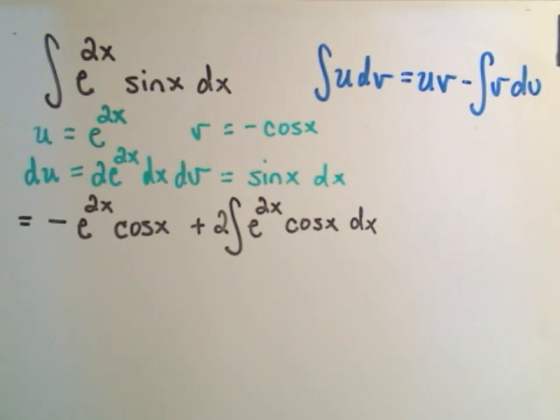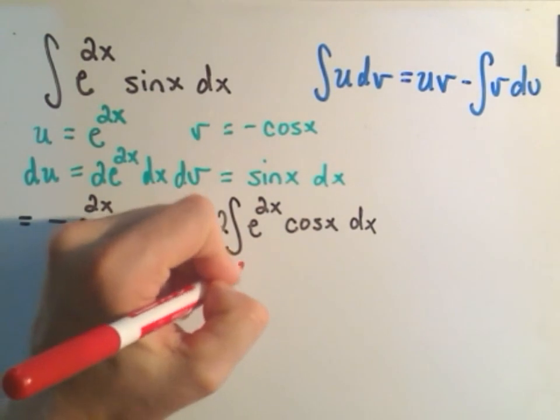Alright, well, I went from e to the 2x sine x to basically e to the 2x cosine x. And at this point, I stop and think, well, what's going to happen if I do this again? I'm going to get back to probably e to the 2x sine x. Well, is that good? Let's see.